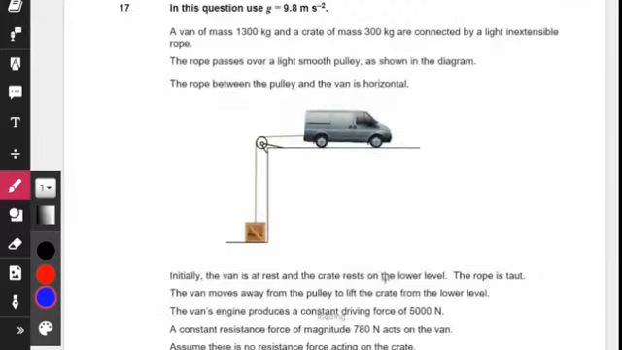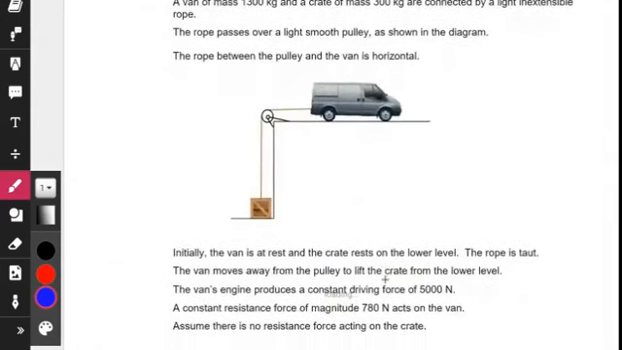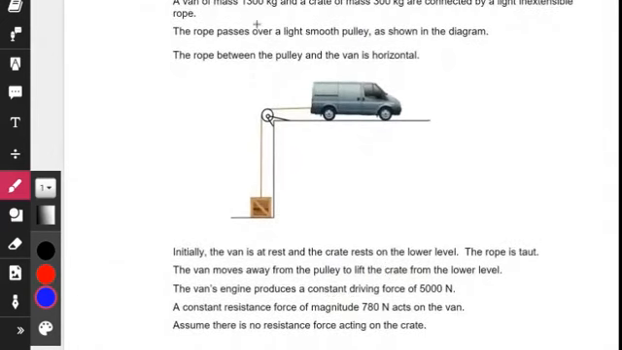In this question, use g equals 9.8. A van of 1,300 kilograms and a crate of mass 300 kilograms are connected by a light, inextensible rope. The rope passes over a smooth pulley as shown in the diagram. The rope between the pulley and the van is horizontal. Initially the van is at rest and the crate rests on the lower level.